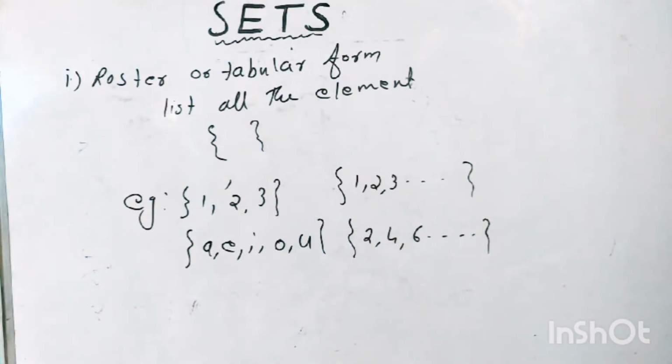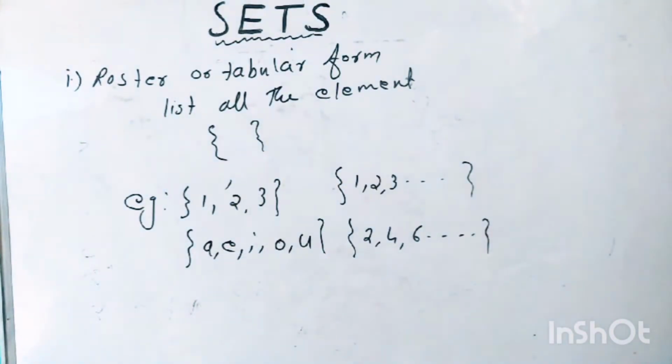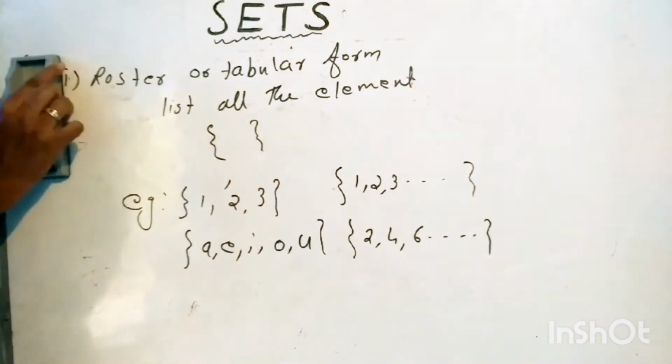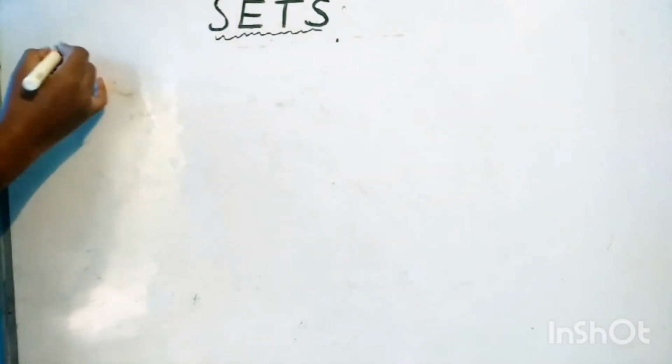In roster or tabular form, we list out all the elements, enclose them inside curly braces, and separate them by using commas. That is our roster or tabular form. And the second one is set builder form.